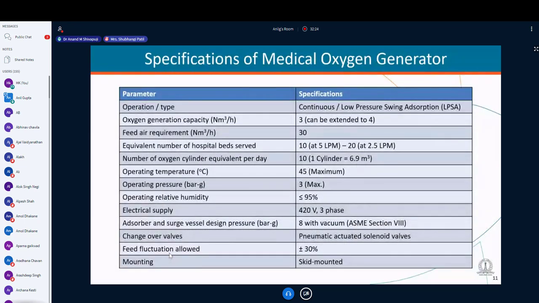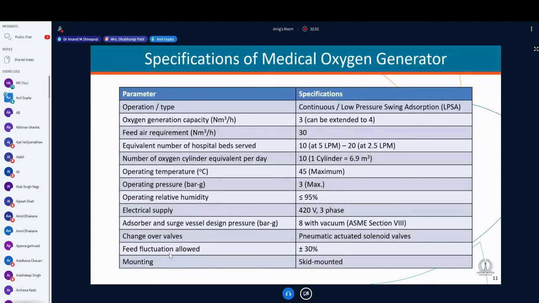Okay, here is the typical specification of the medical oxygen generator that we have developed at our institute. It is a continuous operating low pressure swing adsorption system. Typically, the oxygen generating systems that are available in the market operate between ambient pressure or slightly negative pressure to about 7.5 bar operating pressure or the peak pressure. What we have developed is a low pressure system which operates between ambient conditions and typically about 2.5 bar gauge. So the operating range of our system itself is low.